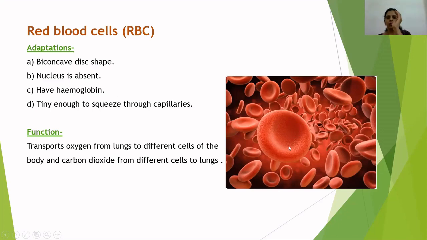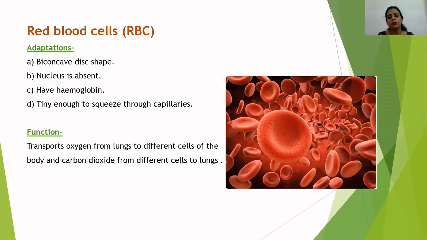For example, look at my hand. If my hand is bent like this, then this inner side, the depressed side, is concave, and the side which is projected outwards is convex. So concave and convex. In case of red blood cells, they are biconcave in shape. Bi means two sides, concave means depressed from the center.